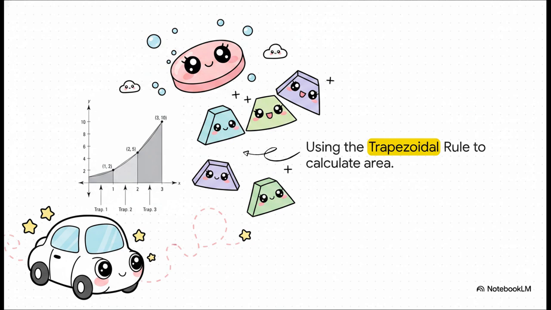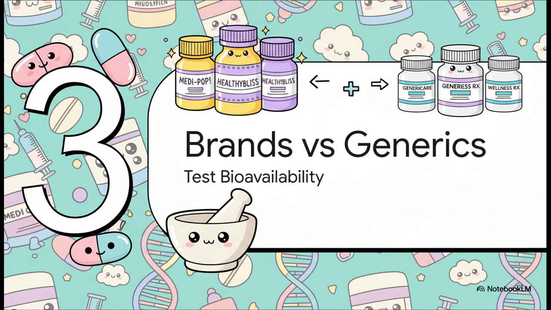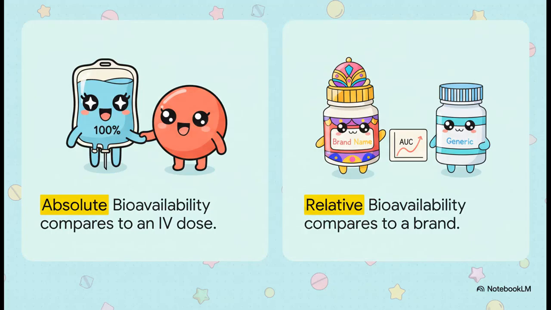It's literally like calculating the total mileage of the drug's road trip. All right, section 3, brands versus generics and testing relative bioavailability. Now, while absolute bioavailability compares a pill to a direct IV injection, relative bioavailability asks a question you've probably wondered about at the pharmacy counter. Does the cheaper generic drug actually match the name brand?